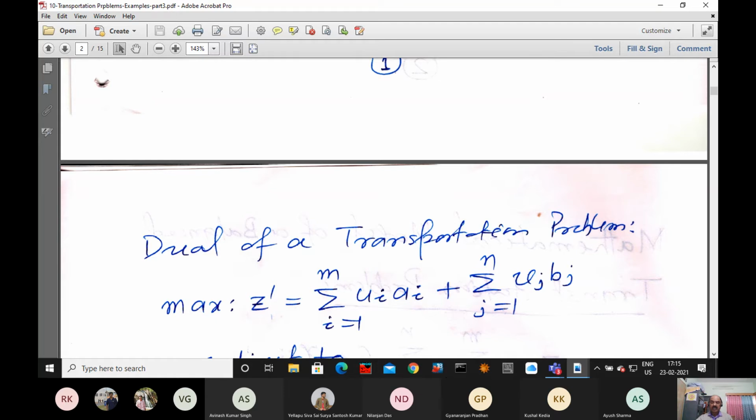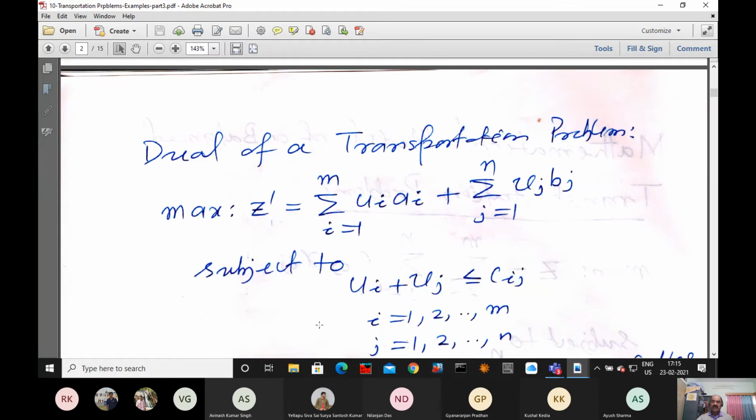Now, how to present the dual constraints? ui plus vj less than or equal to cij. How many constraints are there? i varies from 1 to m, j varies from 1 to n. It is very simple: m into n. Because there are m into n cells, we have m into n constraints.